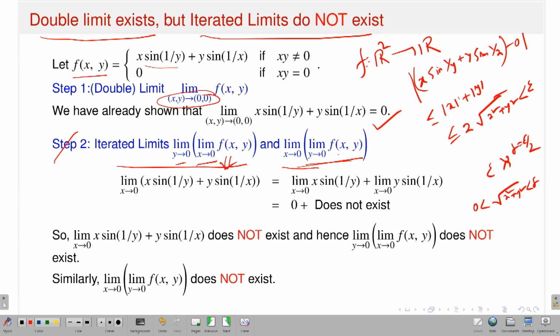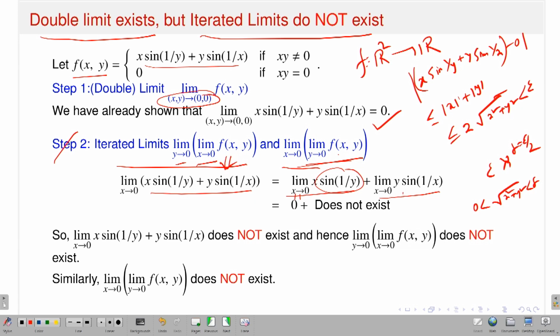What is f of xy? This is my f of xy: x sine 1 by y plus y sine 1 by x. So therefore I can distribute the limit. That means the limit as x approaches 0 of the first term plus the limit as x approaches 0 of the second. But the first limit is equal to 0, that we know because this is a bounded function, not an issue, and x approaches 0.